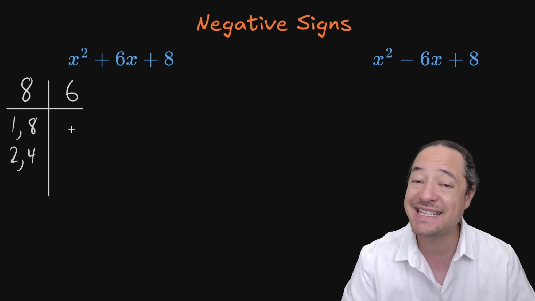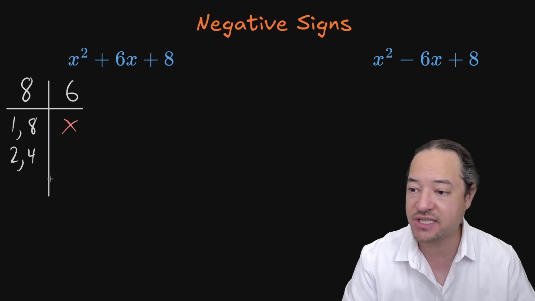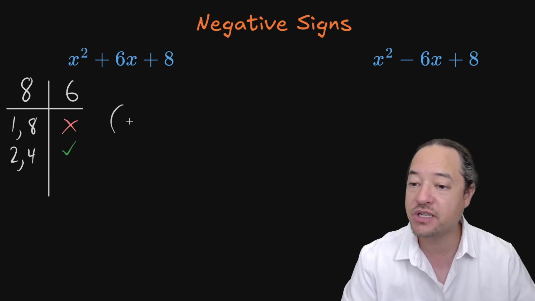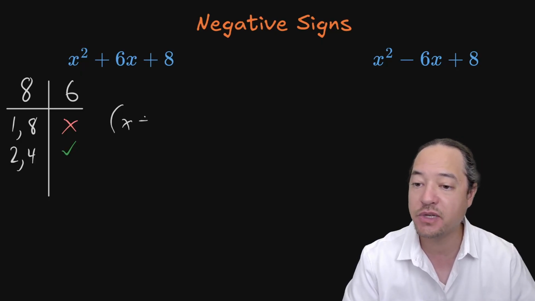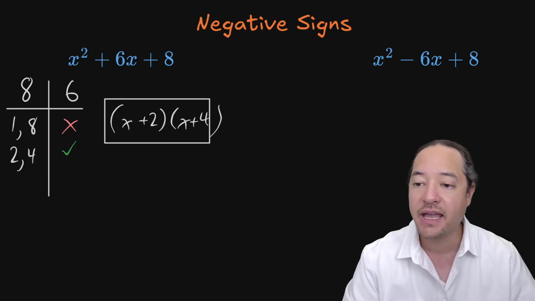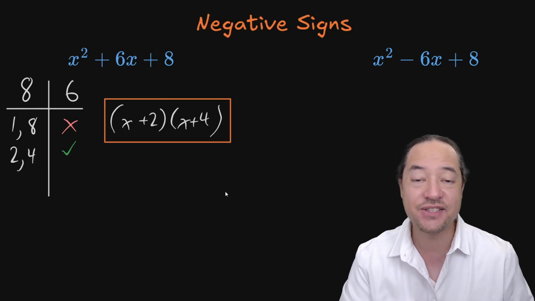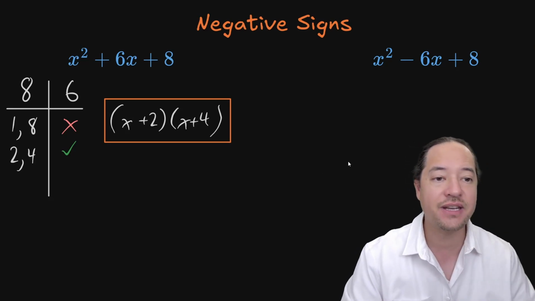Now 1 plus 8 is 9. That's not going to be 6. 2 plus 4 is 6. That is 6. Okay, so that should be it. These should be our numbers that we're using here. The terms in our factor should be x plus 2 times x plus 4. If you do the foiling, you should verify that this does in fact work. Okay, let's try the next one.